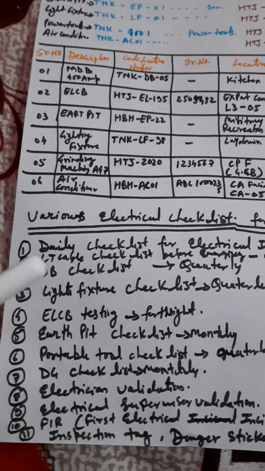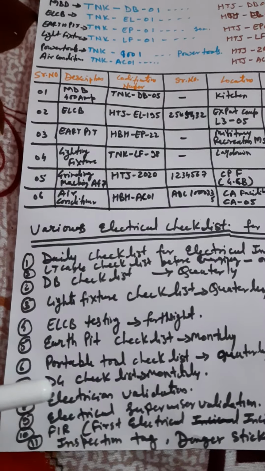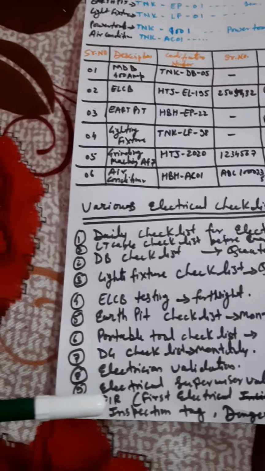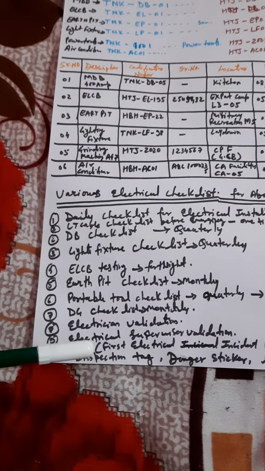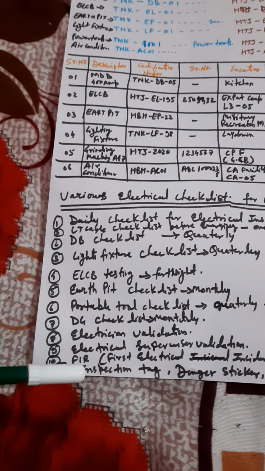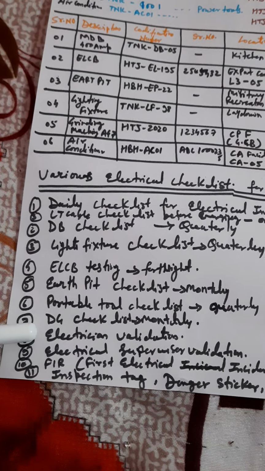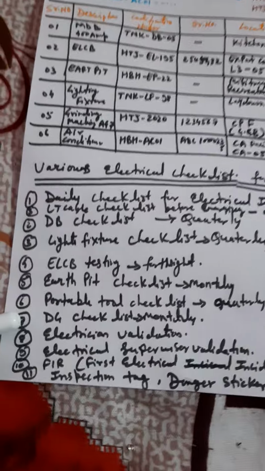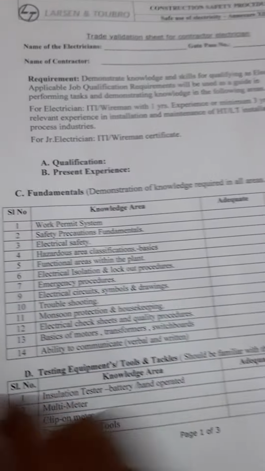Now, apart from this checklist, there are the electrician validation, electrical supervisor validation, and the FIR, first electrical incident report. Whenever any electrical incident happens, we have to log it and maintain the document. Whenever any electrician comes to site, whether he has been evaluated earlier or not, we have to make our own evaluation.